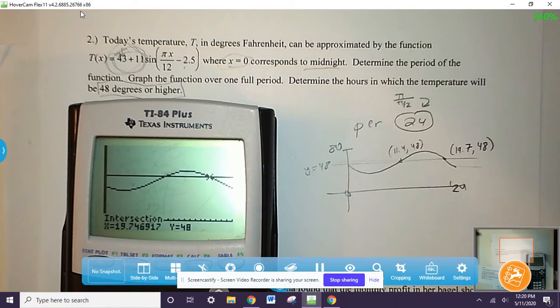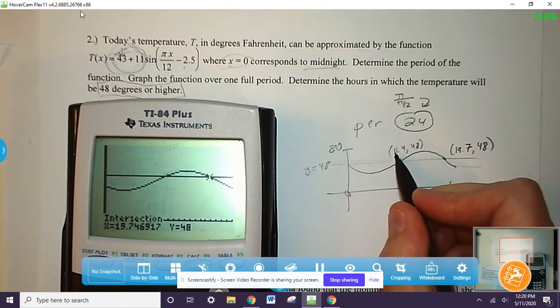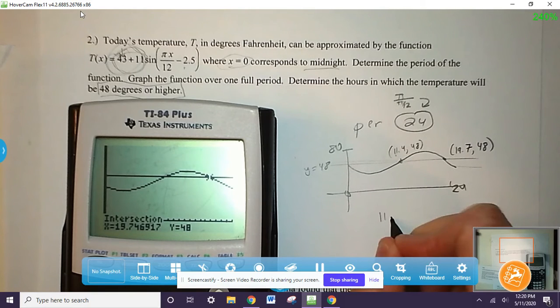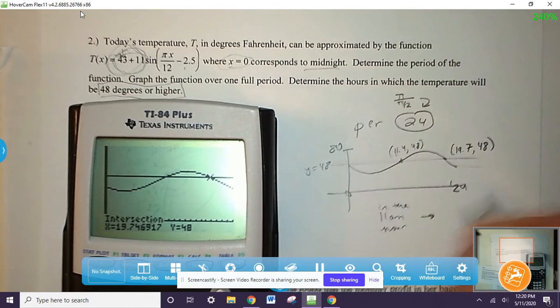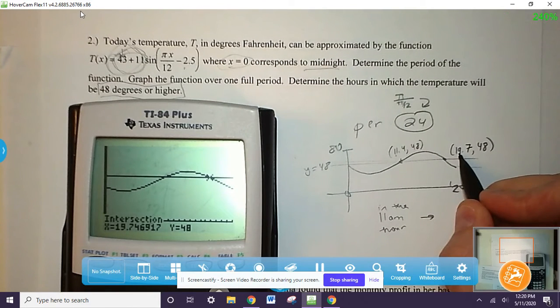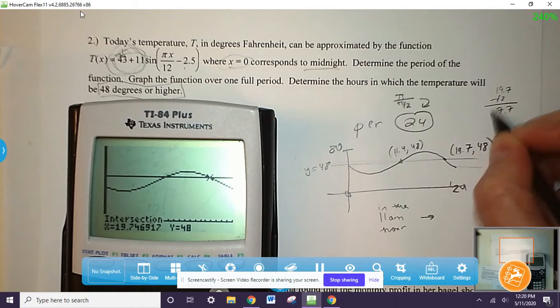So to answer the question we have, determine the hours in which the temperature will be 48 degrees or higher: during hour 11. So in the 11 a.m. hour, all the way up until the 19th hour, during the 19th hour. So if we think about military time, if we subtract a 12 from that, then we'll get 7.7, so that's in the 7 p.m. hour.